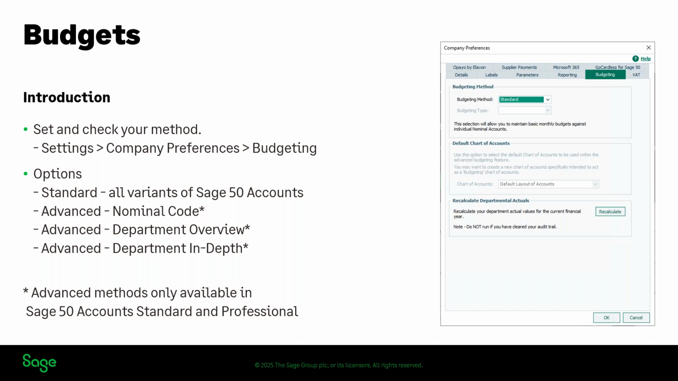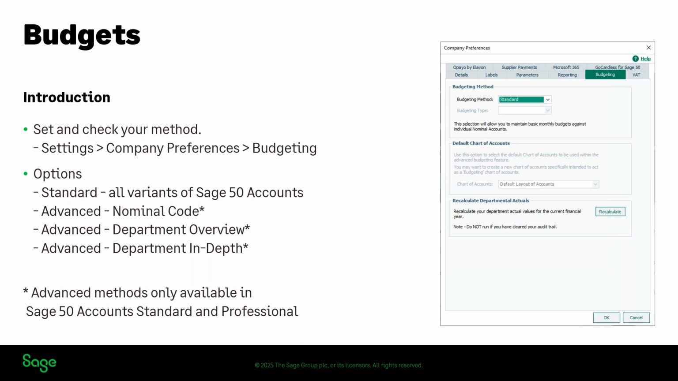So again, just as a recap, there are 4 methods in Sage when it comes to budgets, other than doing nothing at all. There's the standard method, which is available in all levels, so essential, standard, and professional. And then there are the 3 advanced options, which is what we're looking at today. So nominal code, department overview, and department in depth.